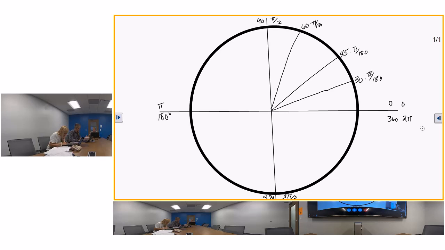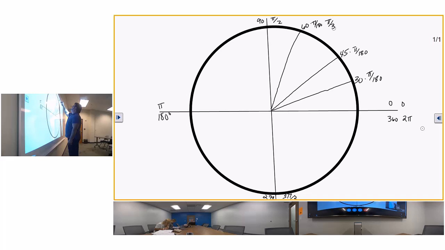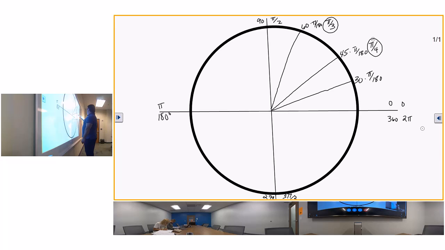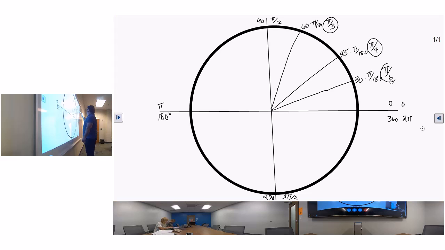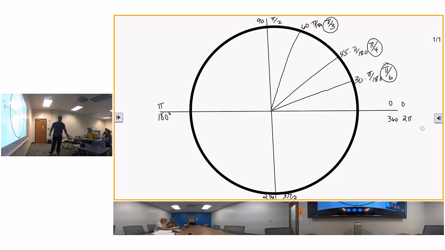And that's going to give you, what is this? Pi over what? Pi over 3. It's a miracle. What is this? Pi over what? Pi over 4. It's a miracle. 30 times pi over 180 is pi over what? Pi over 6. I didn't memorize a thing.